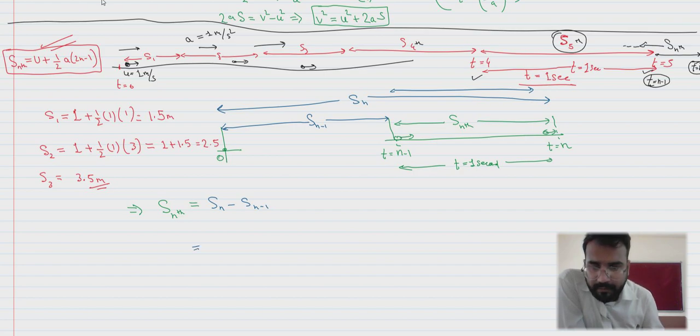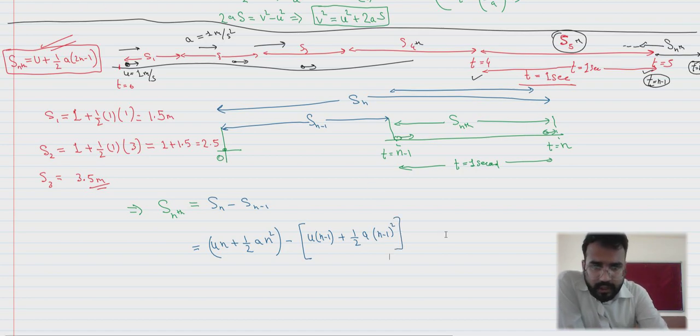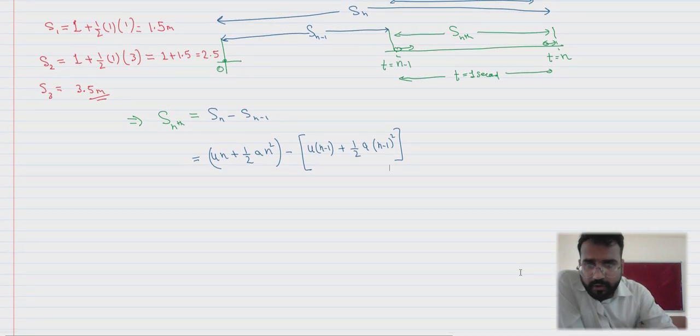This n means time. So S n means u t plus half a t square, u n plus half a n square, minus S n minus 1, we are talking about u into n minus 1 plus half a into n minus 1 whole square. Okay, let us talk about the expansion of this equation to get the conclusion.